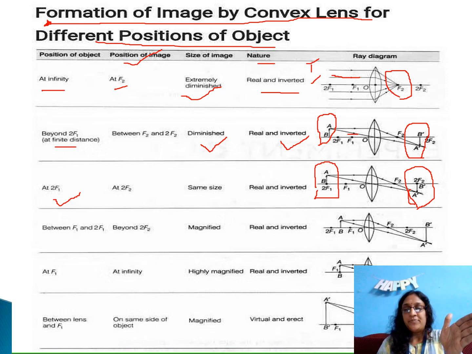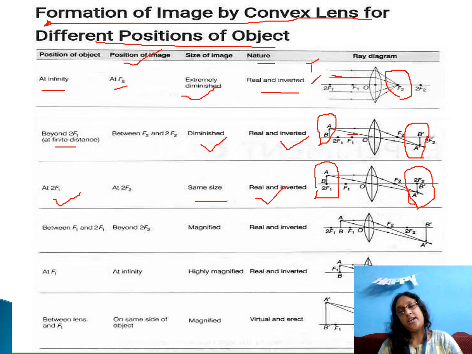So in a mirror, when you keep the object at the center of curvature, where will be your image? It will be at the center of curvature. Do you remember? So the same thing, when you keep an object at 2f1, you'll get the image back at 2f2. And can you guess what will be the size of the image? It will be the same size, and the nature will be real and inverted.